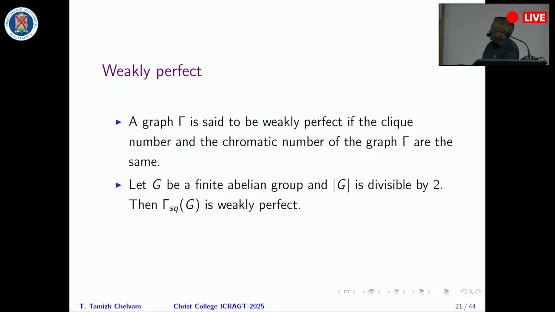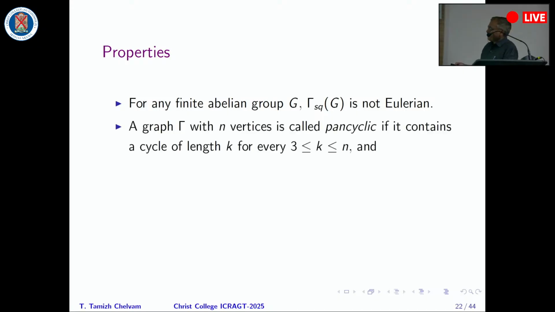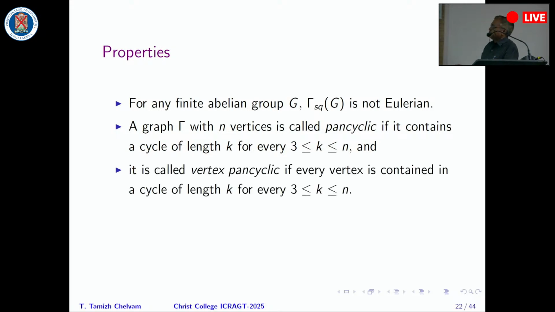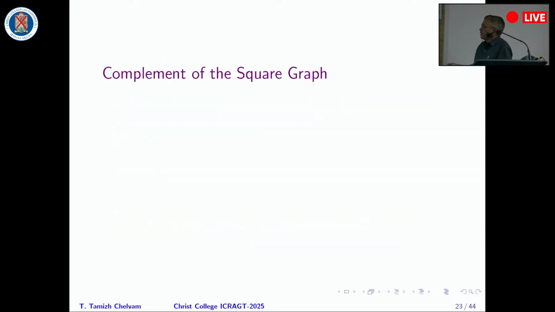So this square element graph is weakly perfect and it is not Eulerian, and it is pancyclic. For every k between 3 and the number of vertices in that graph, there is a cycle of that length, and it is proved that this graph is vertex pancyclic, because there are two versions, one is the vertex version, another one is the edge version.